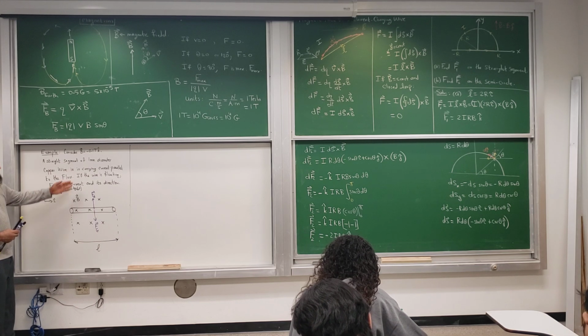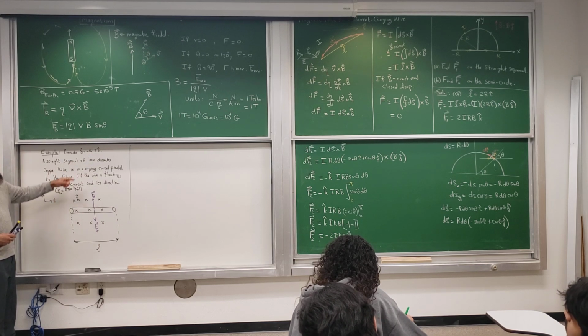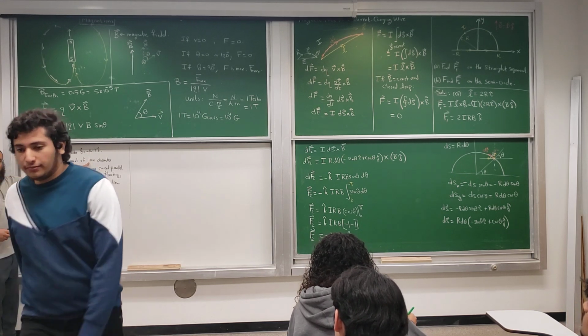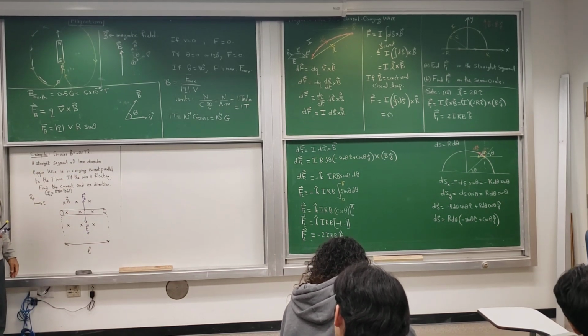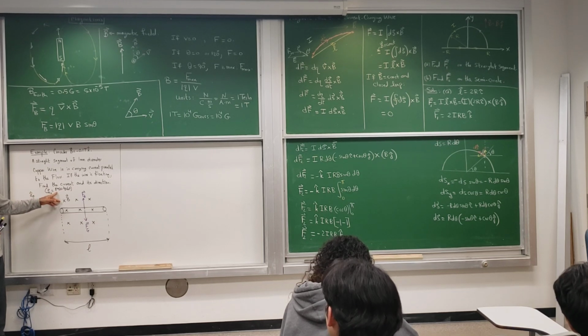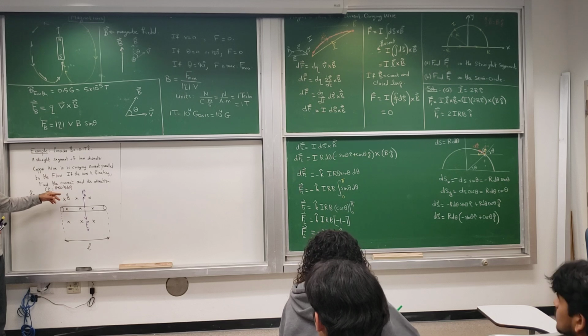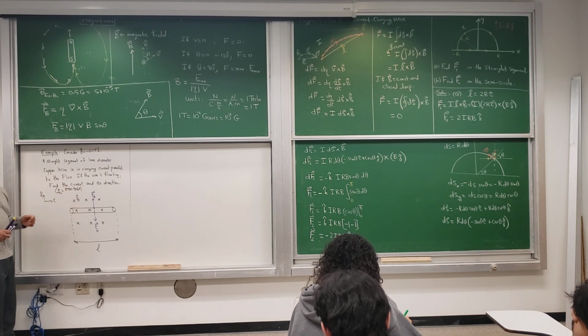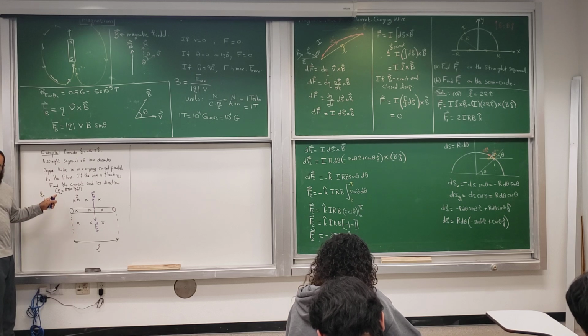So that's the magnetic field strength. The copper wire has a diameter of 1 millimeter, and the length is L. The length of the copper wire is L. They remind you that the density of copper is 8920 kilograms per cubic meter. That's the mass density of copper. This is mass density, right?